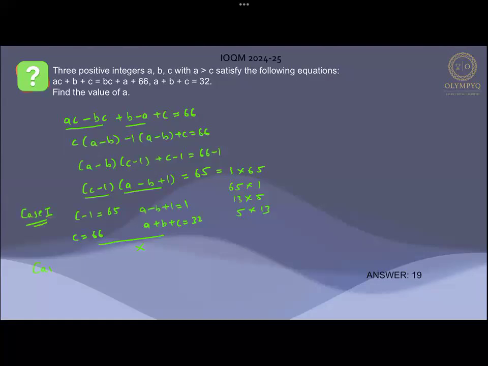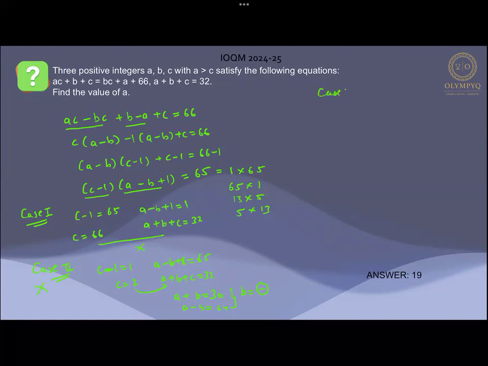Now case number 2, if I start, then c - 1 can be equal to 1, and the next one is a - b + 1, which is going to be equal to 65. Then the c value is going to be equal to 2. Then we can write a + b + c is 32, and by substituting this value, I will get a + b equal to 30 and a - b equal to 64. Now by solving these two, I'll get the value of b as a negative value. Since they are talking about positive integers, this case number 2 is also rejected.